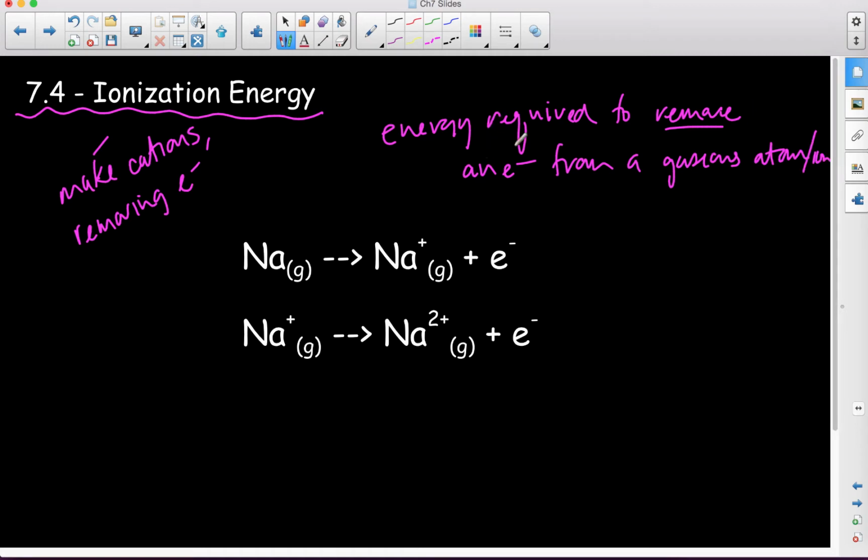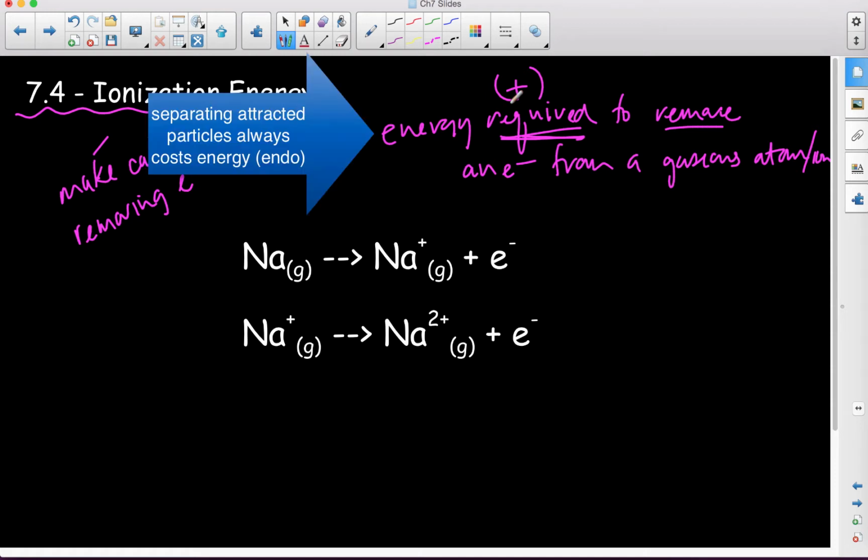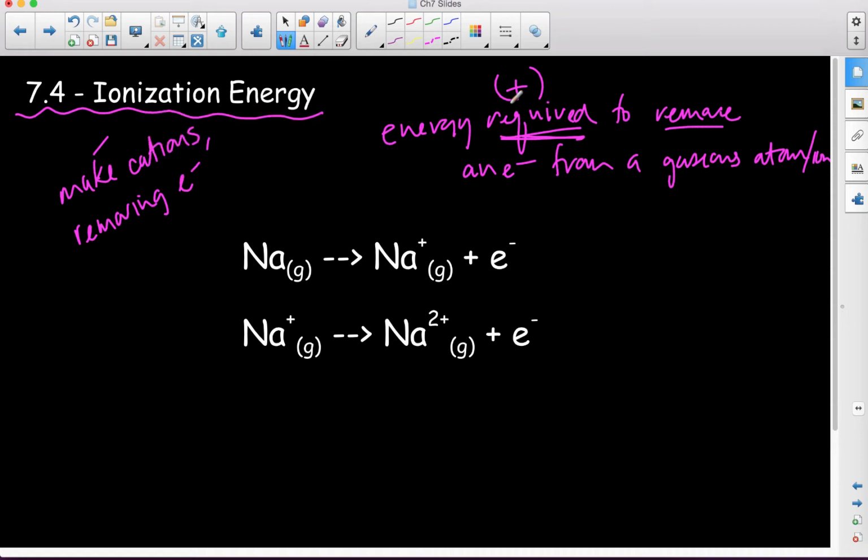Okay, now we do say energy required by definition, which means that all of my energy values are going to be positive, right? Because it always costs energy to remove an electron. If we think back to what's happening in our atom, we have valence electrons that are negatively charged and a nucleus that is positively charged, and those valence electrons feel a Z effective. They feel an attraction to the nucleus, and every time we break an attraction, it costs energy, which is why this is always going to be a positive number for ionization energy, okay?